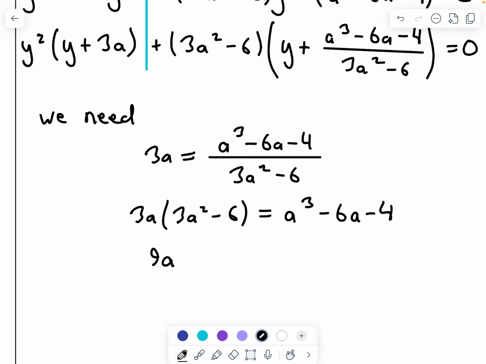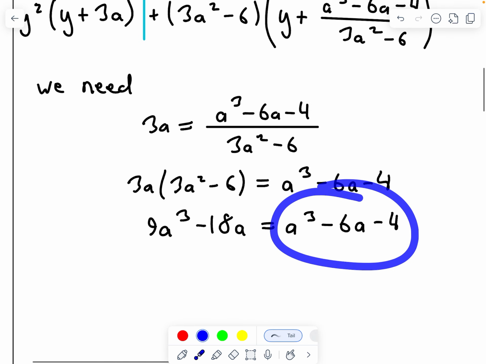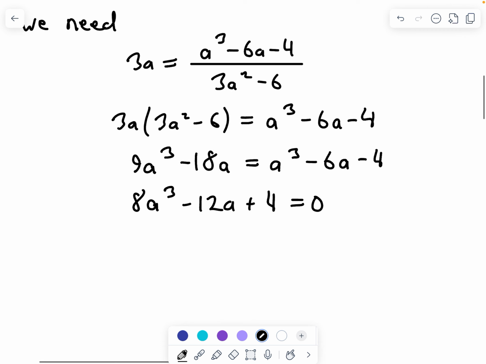Distribute. Kind of fascinating how the original depressed cubic is still here. But now we're going to go ahead and put everything on the left side. That'll give us 8a cubed minus 12a plus 4 equals 0. And then if we divide everything by 4, 2a cubed minus 3a plus 1 equals 0.